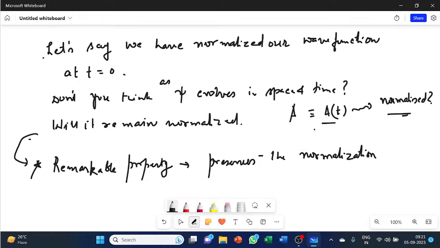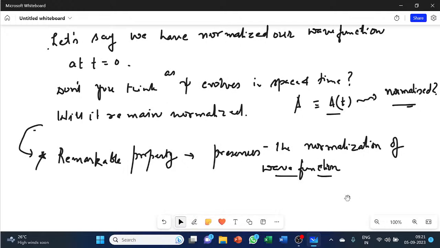That A is not going to evolve in time. It is not going to evolve in time or in space in general. So if you found a normalization constant, let's say at t equal to 0, then this A would remain forever. So it's not going to evolve. So it preserves the normalization of the wave function. This is one of the remarkable properties of your Schrodinger equation.